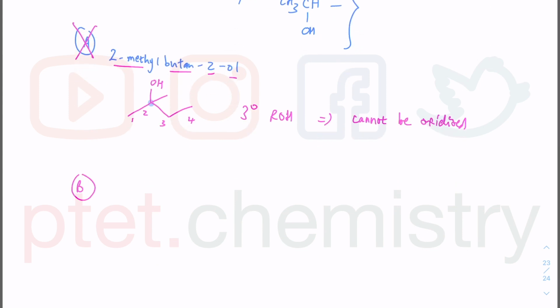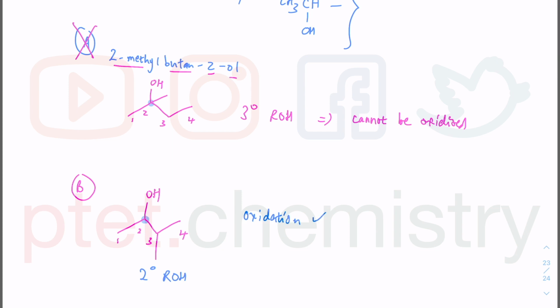The next one is 3-methylbutan-2-ol. So it's a CH3 at position 3, and it's butan-2-ol, so it's an OH at position 2. First of all, what do we have? The carbon with the OH is bonded to 2 other carbons. There's a hydrogen there. This is a secondary alcohol. So yes, it can be oxidized.